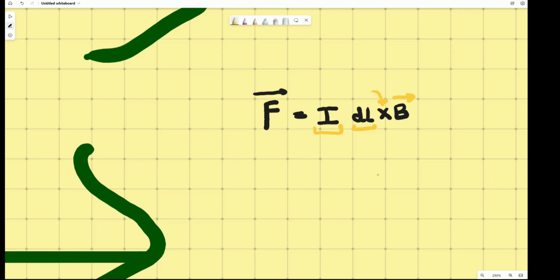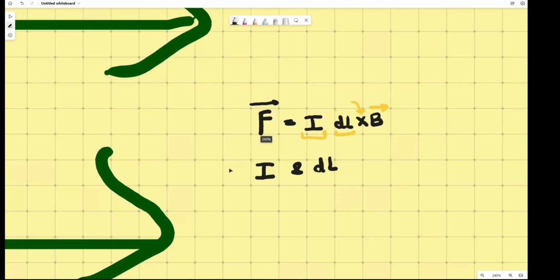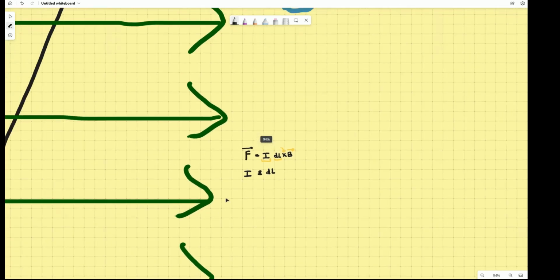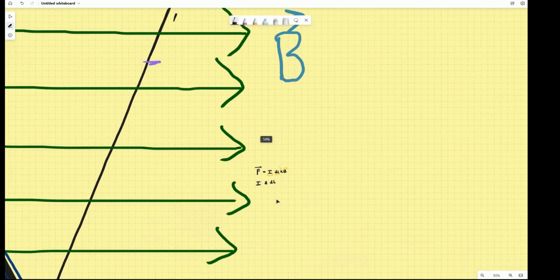Now, what I'm trying to tell you is, between I and dl, students have confusion. One is the length of the conductor, which you saw, right? You saw this black color wire, okay? This black color wire you saw, right? Let's go back and see the black color wire.